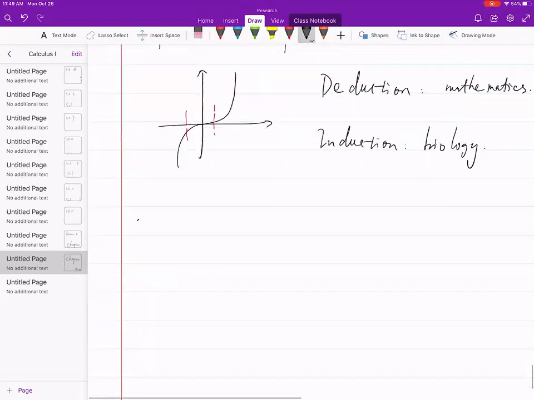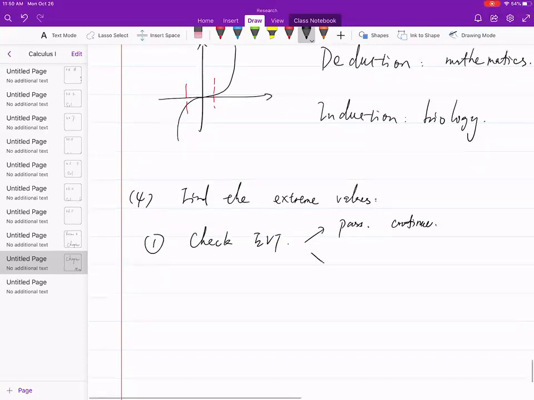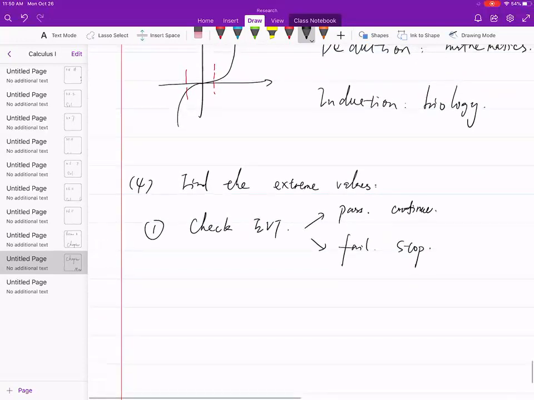All right, so let's write it down. Finding extreme values. Step 1, check extreme value theorem. If it passes, continue. If it doesn't pass, stop here. Refuse to do further.